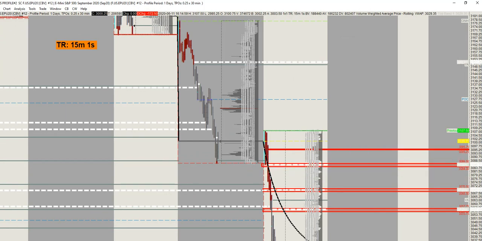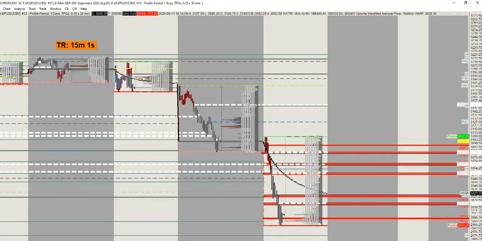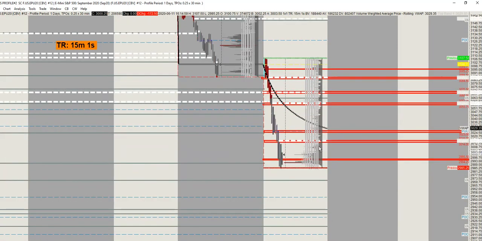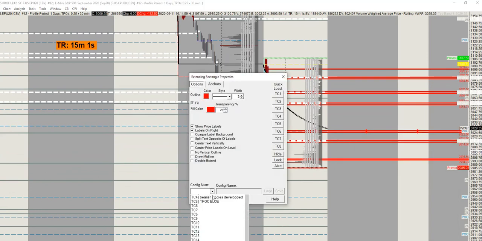Today's TPO time point of control was here. I like to put them in, whoa, that's not what I wanted to do. So you can play around with the scaling here. Where's my TPOs? Here it is. I just want to update this.